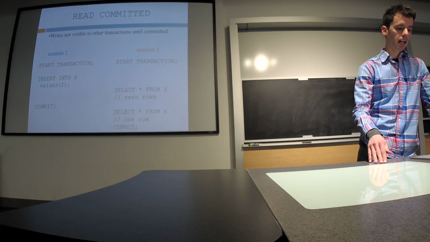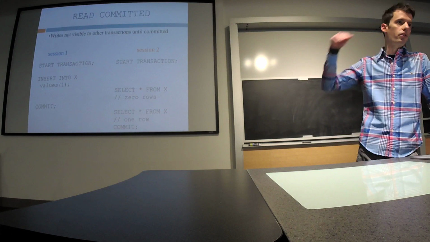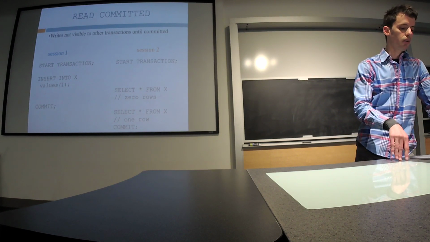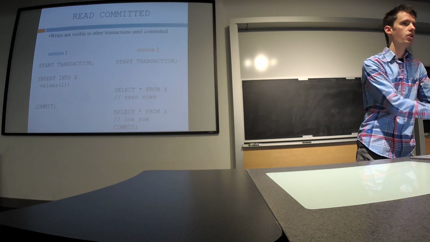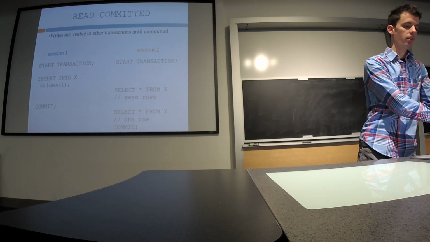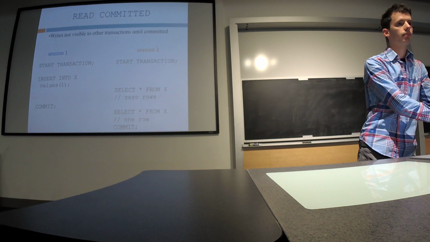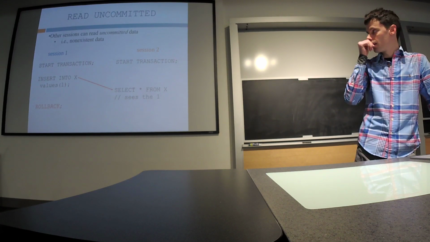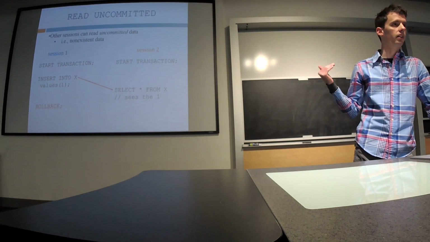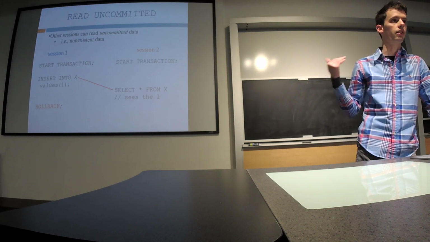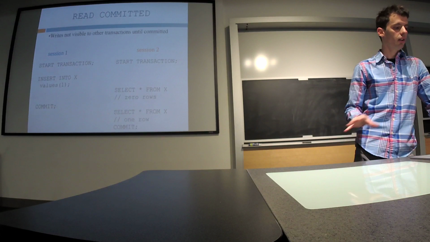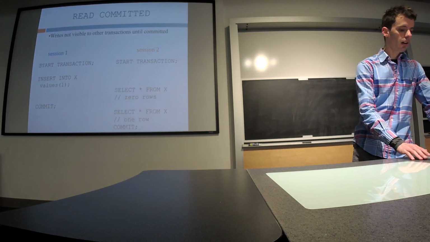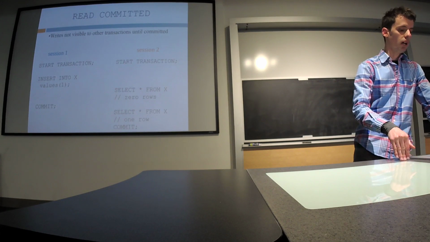Session 2 starts a transaction. And look at the timeline here. So going down is going forward in time. Session 2 does its select after session 1's insert, but it still sees 0 rows. So that's unlike this, where session 1 did a select after, session 2 did a select after an insert, and it saw the insert. Here, with isolation level read committed, it will not see that until session 1 commits.